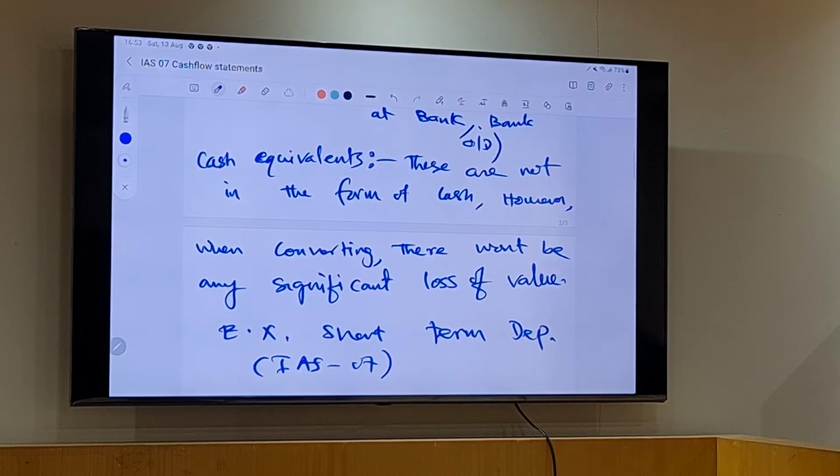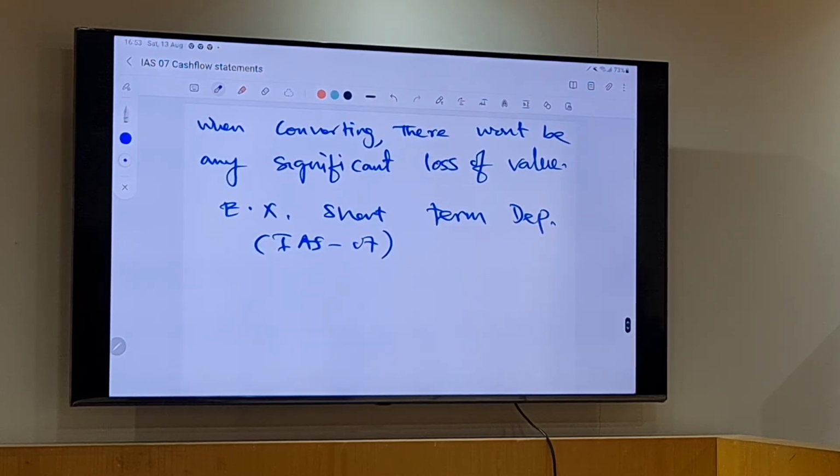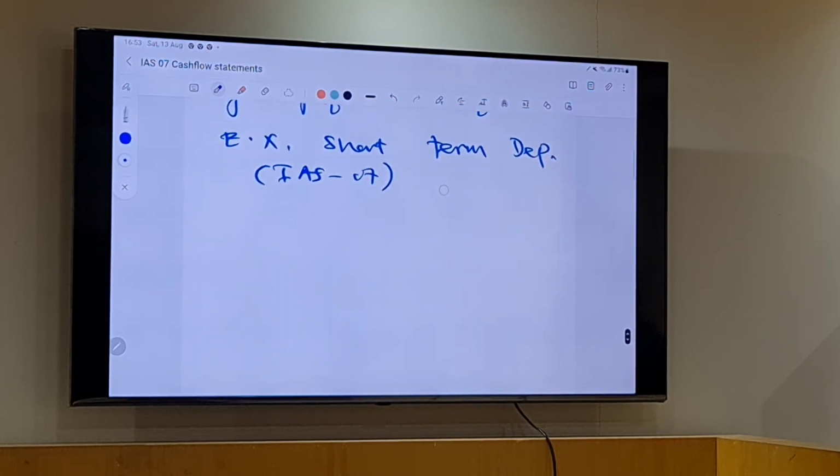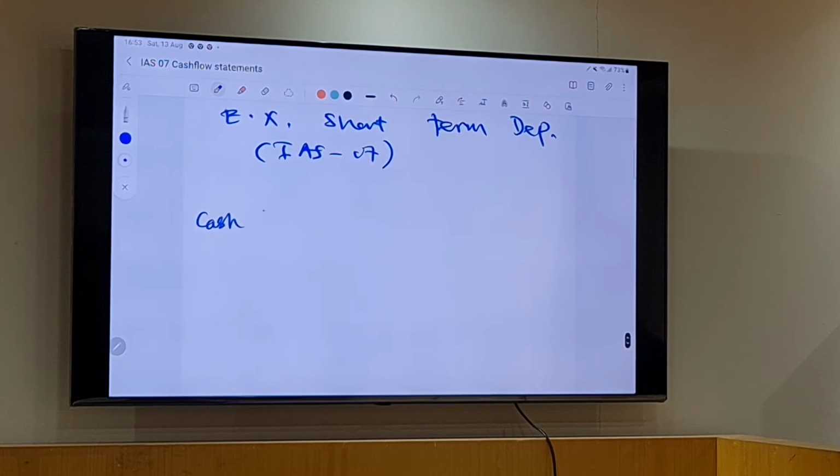Right? So, this is the second definition, that is cash equivalent. Third definition, cash flows. What do you mean by cash flows? Cash in and cash out. So, cash in and out.